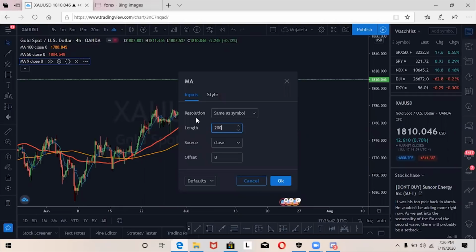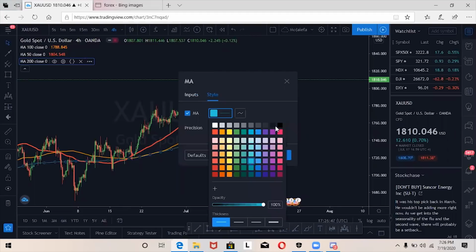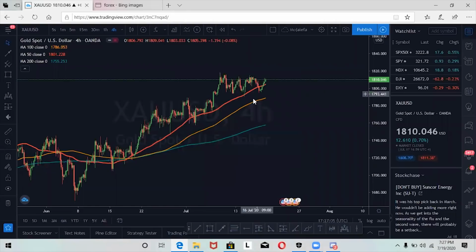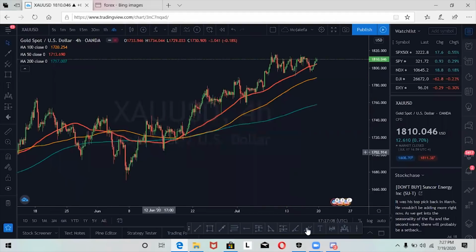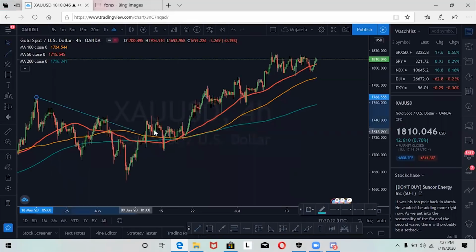As for the color, let me just take this color. Or maybe blue, bluish green. It's fine. So you see how smooth these moving averages are. Points to note or check: I was using this strategy as a confirmation of new trends. For example, here it was a downtrend.